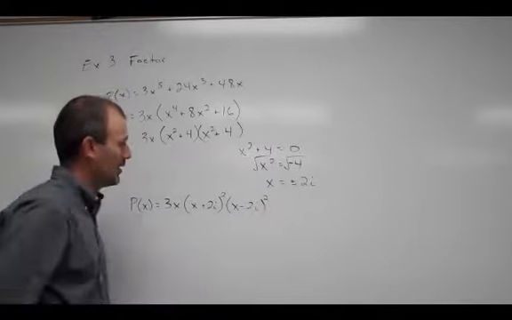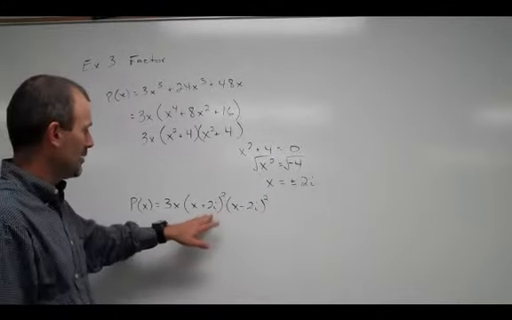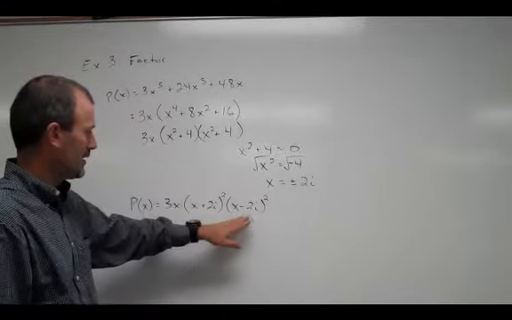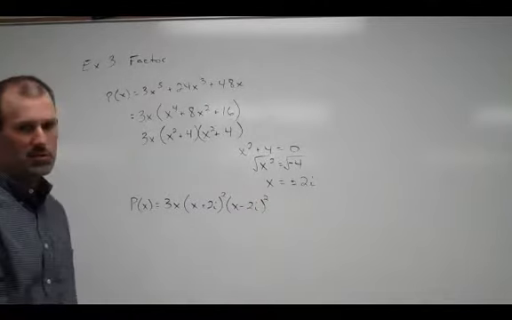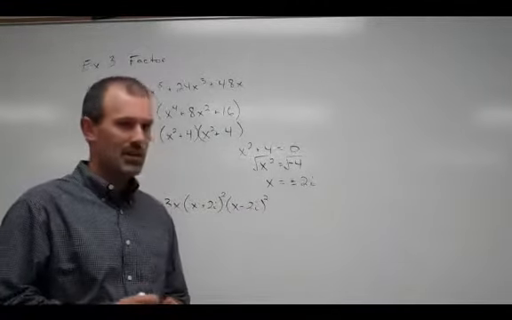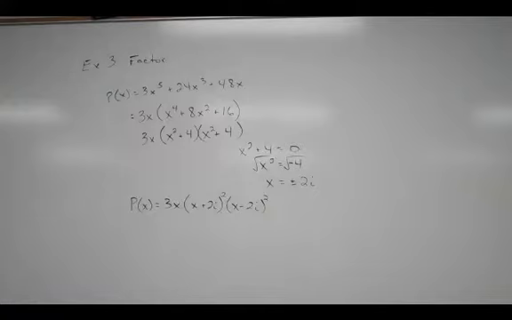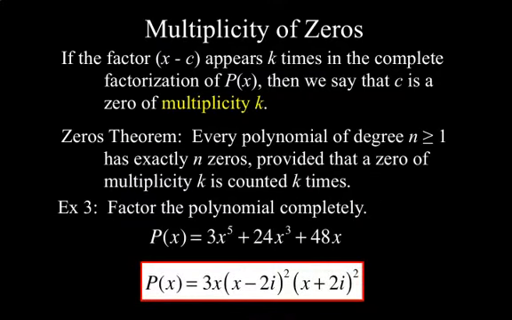So we can put 3x times x plus 2i squared, and then times x minus 2i also squared. So that's where we get our answer on example 3. And we can see here that each of these has a multiplicity of 2, the 2 complex factors.